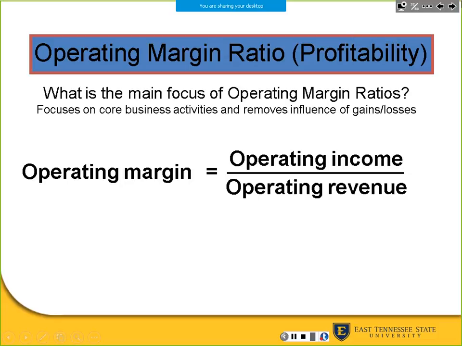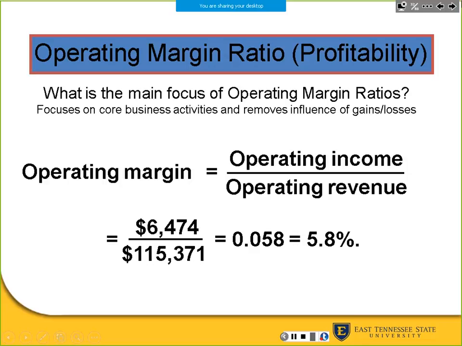112,050 plus the 2,980. 115,371. Or our other revenue, sorry. Yeah, total revenue, operating income. So we should get 5.8% after we calculate that out. So what is this really? Let's see, I have this on the next slide. So how are we really going to go about interpreting this? We know how to calculate the ratio. Operating margin equals operating income divided by operating revenue.